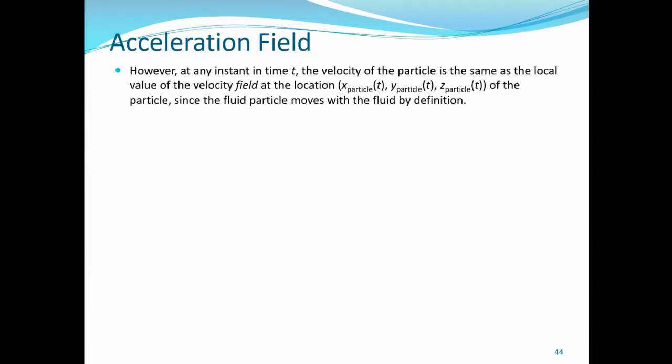At any instant in time, the velocity of the particle is the same as the local value of the velocity field at that location, x, y, z of the particle. Since the fluid particle moves with the fluid by definition, in fact the fluid particle is part of the fluid itself, the velocity of the particle is a function of x, y, z, and t. It depends on four things: first the position, which is x, y, and z, and then time. The position x, y, z are all functions of time because the particle is moving, so the position changes, and the velocity also depends on time.